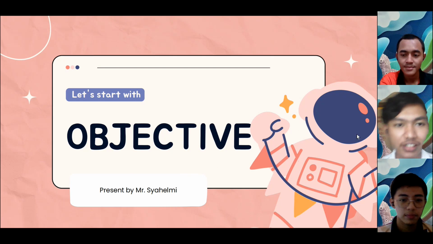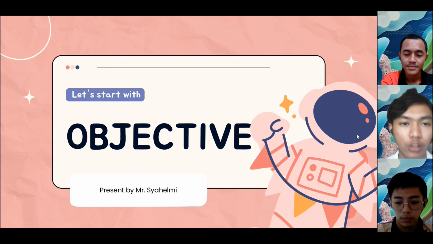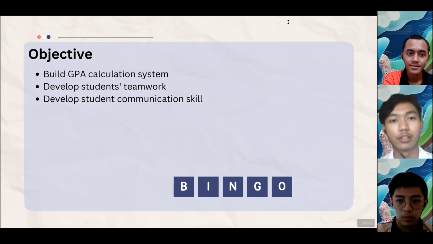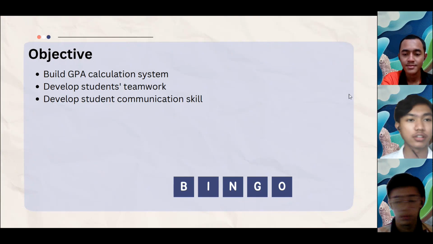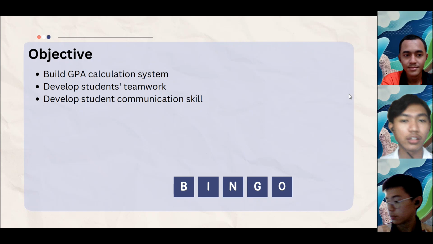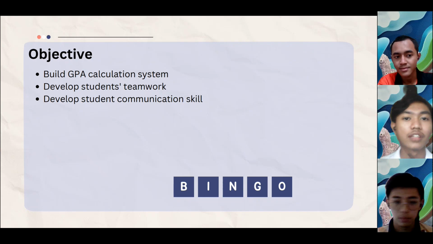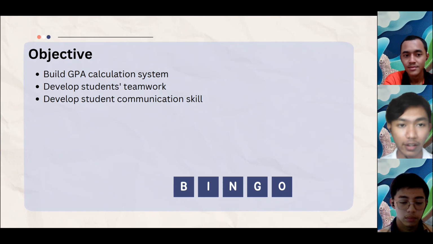Yeah, thank you, Mr. KH. Okay, now I will explain about the objective of this project. The main objective of this project is to build a system to calculate the grade and GPA to identify that student is pass or fail.